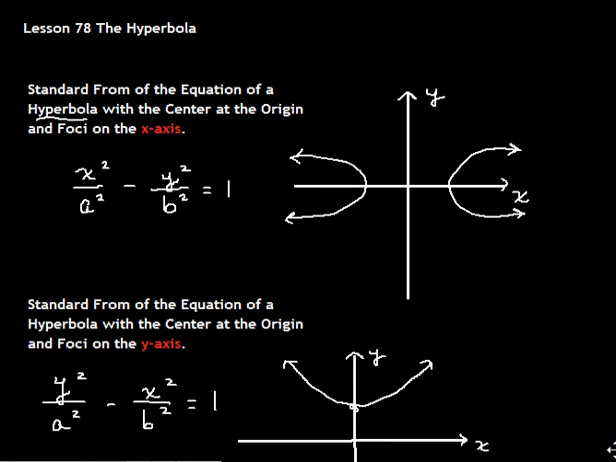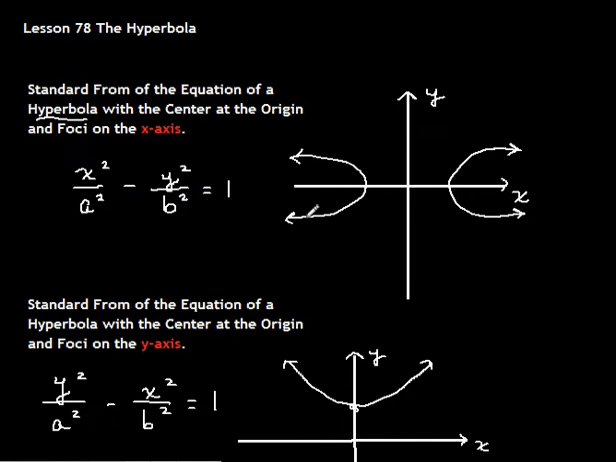Okay, this is the final lesson of the week, lesson 78, the hyperbola. We've already graphed parabolas, ellipses, and circles, so this is just one more thing to graph. The equation for a hyperbola is similar to the equation for an ellipse. It's x squared over a squared, but instead of being plus, it's minus y squared over b squared equals 1.